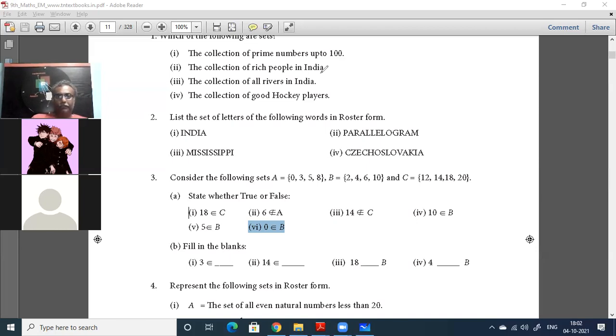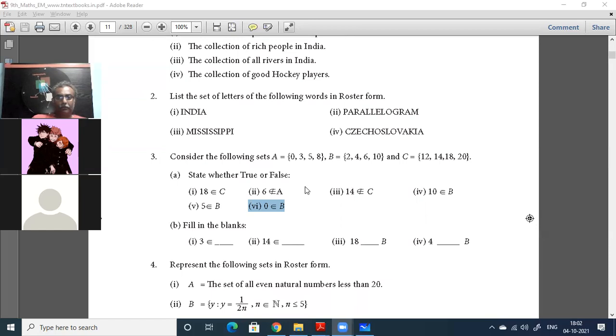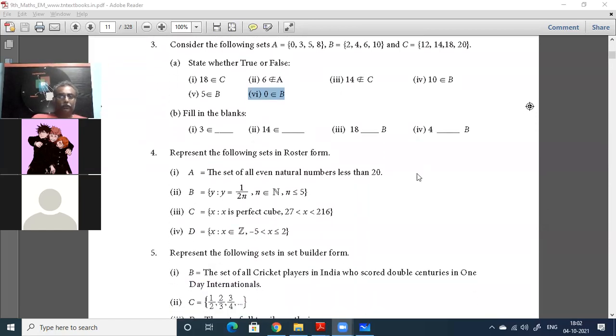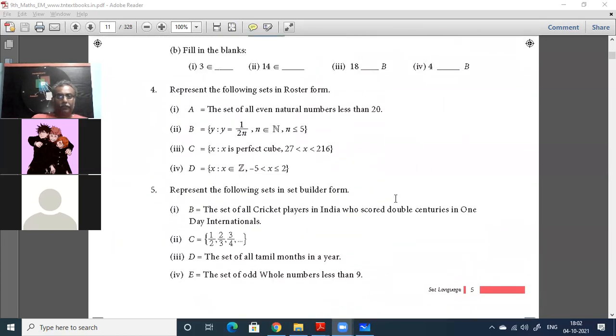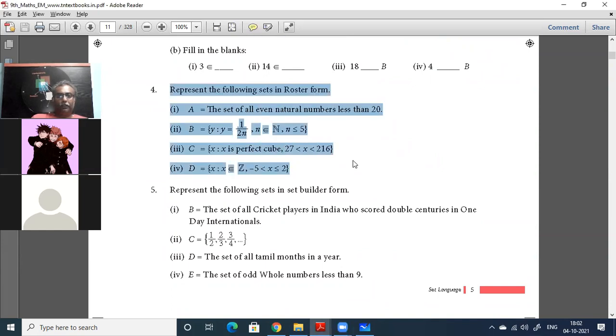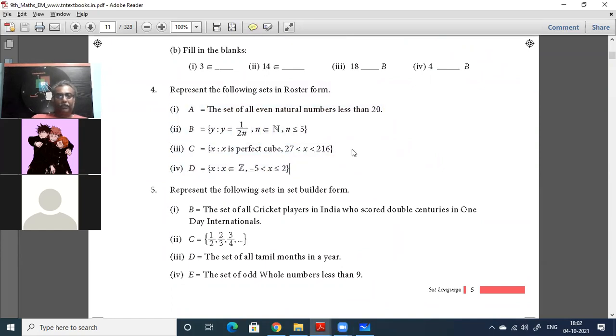Or you want to finish this exercise? 4th one. Oh, it's going to 5th one also. Then 6th one, 4, 5, 6. Okay. 4th one, why don't you do for homework and come? Just 4th one alone. First 3 is easy. Okay, uncle. You should write in roster form, list form, tabular form. That only they are asking.